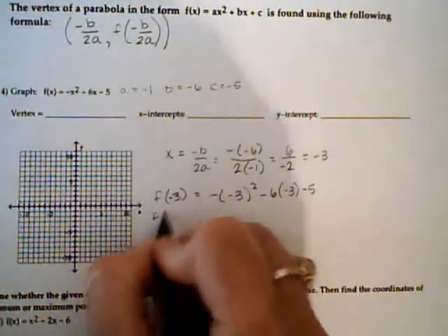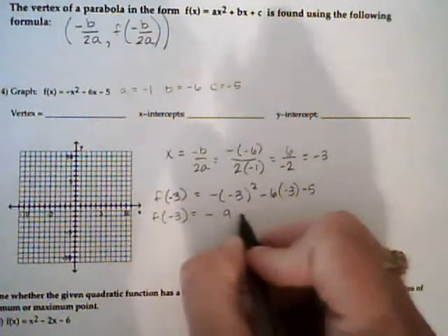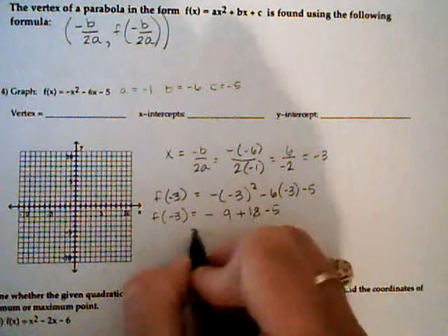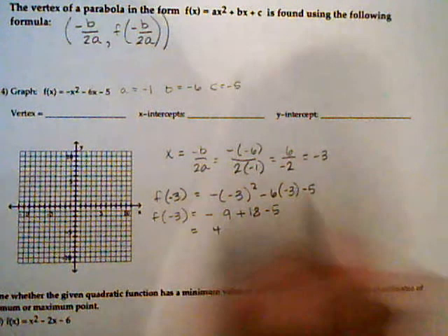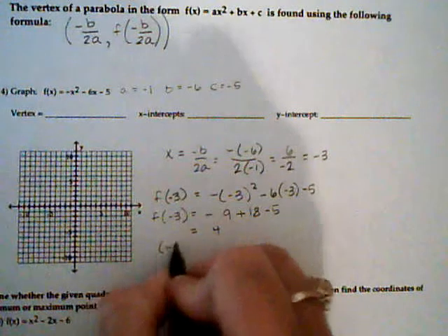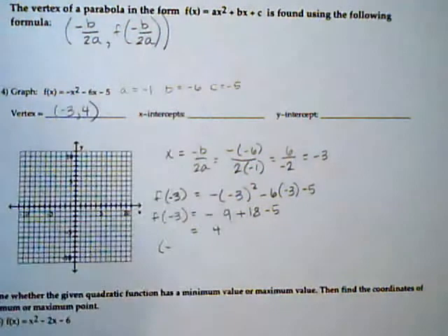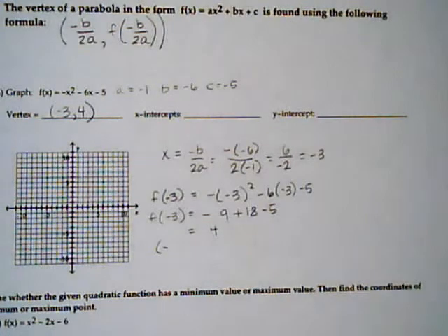So f at negative 3 would equal negative 9 plus 18 minus 5. So this would be 9 minus 5, which is 4. So my vertex would be negative 3, 4. Okay, then we need to find our x-intercepts and our y-intercepts.